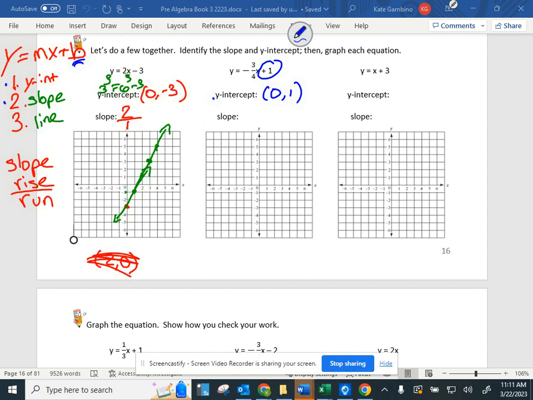Step 2. What do I have to do now? Oh, wait, first I have to finish with my y-intercept. I have to graph it. X is 0, y is 1. So I graph my y-intercept. Now I'm on to step 2. What is step 2, Priya? Find the slope. How do I find the slope, Priya?